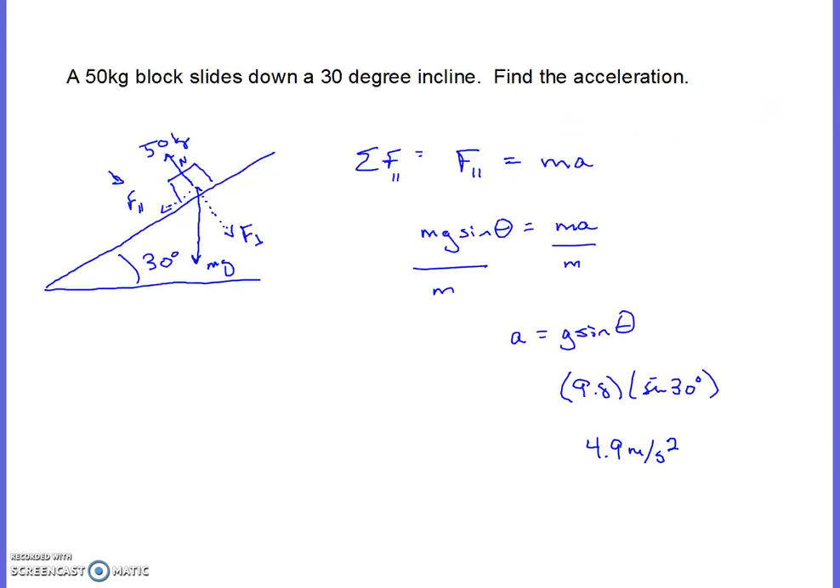So that's how you find the acceleration of an object on the incline. If you remember, if it's frictionless, the acceleration is just g sine theta. Save yourself some time working this out.